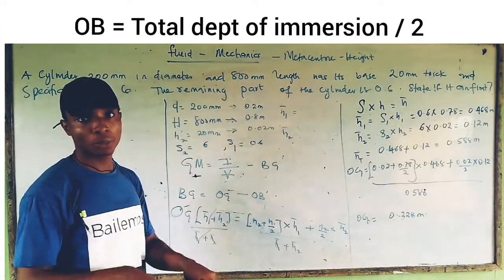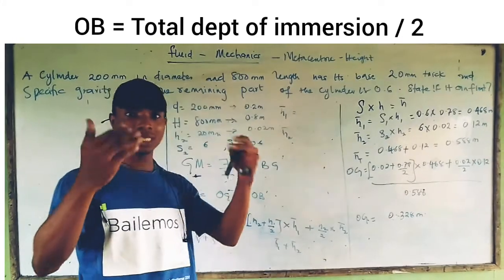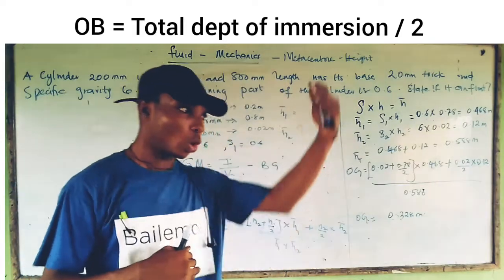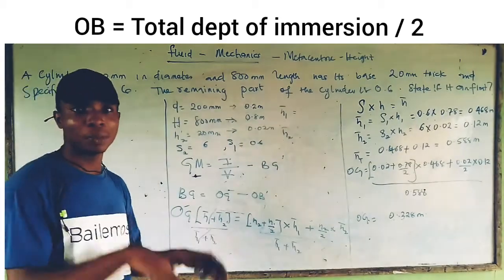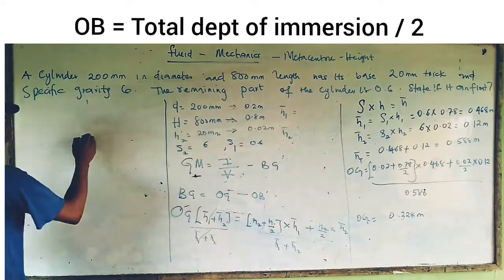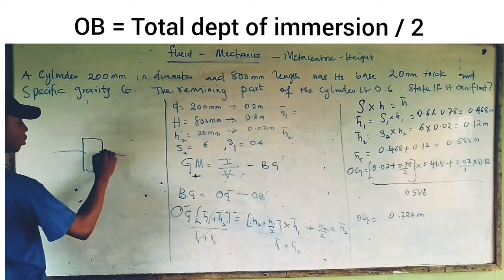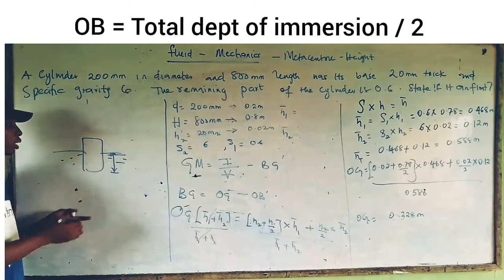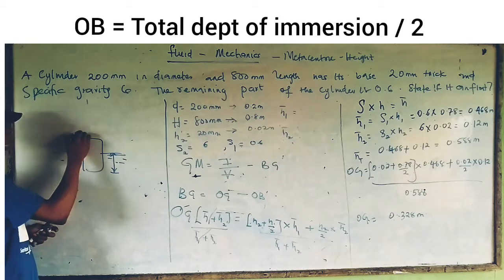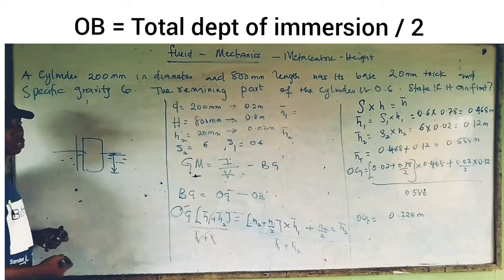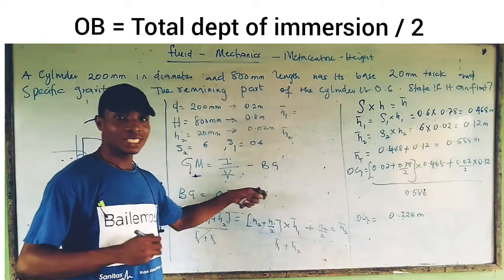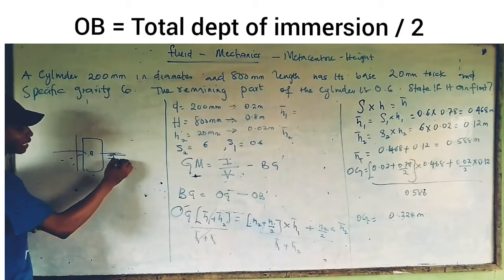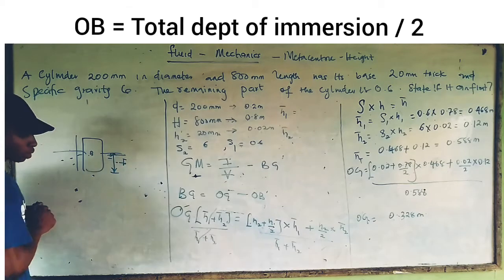So if you have a body in water, and the depth of immersion of that body is known. What I mean by depth of immersion, when the body is immersed in a fluid, is the distance that the body is underwater. So this is called the depth of immersion, while the other is called the height of the body. So to get the OB, which is the distance from the base of the cylinder to the center of buoyancy, we are dividing the depth of immersion by 2.